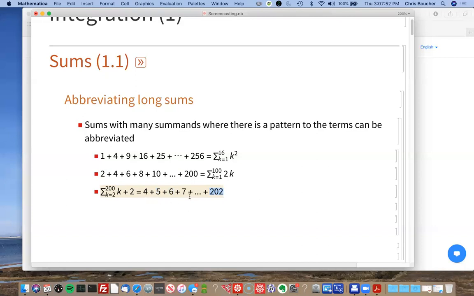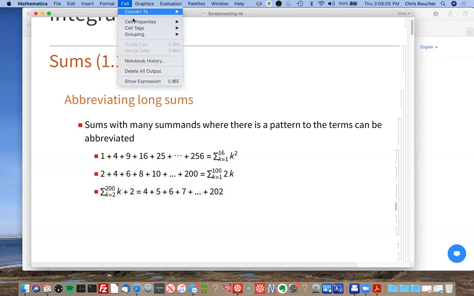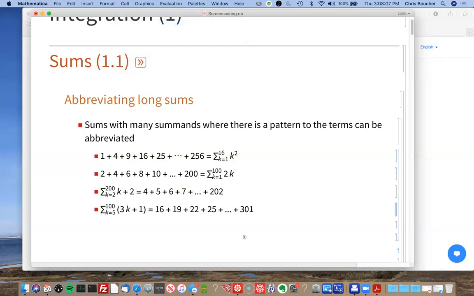So for long sums like this, we typically need an ellipsis, right? So that dot, dot, dot is called an ellipsis because there's so many terms, we don't want to have to write out all of them. All right, a couple more examples and eventually some properties of these things.